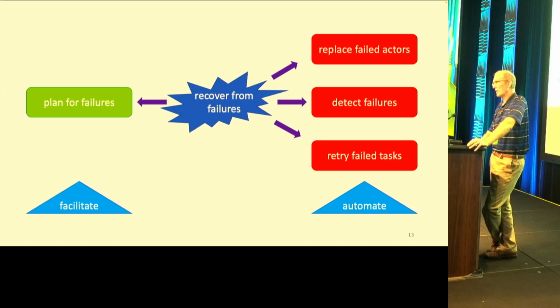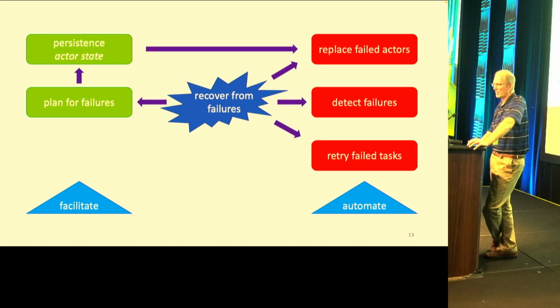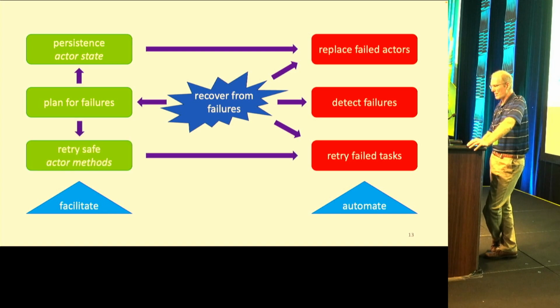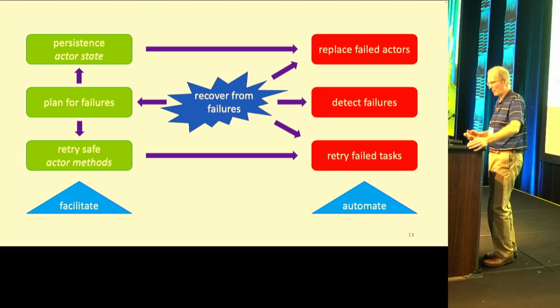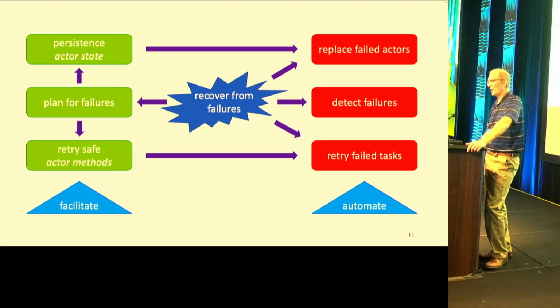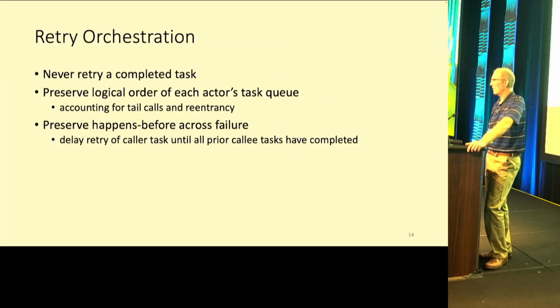However, there's still more work to do. In particular, the programmer has to plan for failures. And here the programming model's goal is to facilitate that, to make it easier for the programmer. We require some programmer intervention in 2 cases. One is to plan to persist the state of the actor so it can be restored later. The second is when writing your actor methods, you have to think about the fact that these methods will be retried on failures, and try to make them retry safe. And the key thing that the programming model gives to make that easier is what we call retry orchestration.